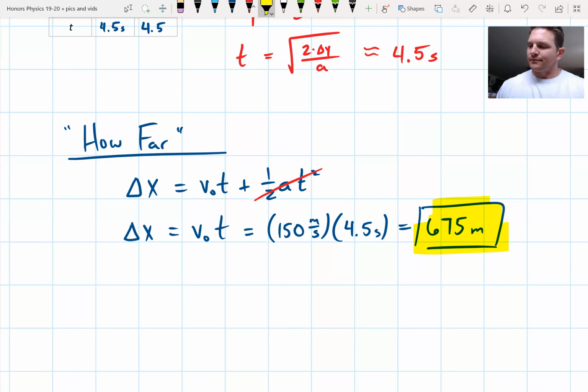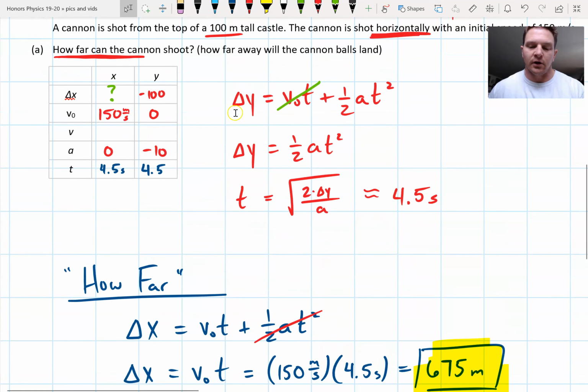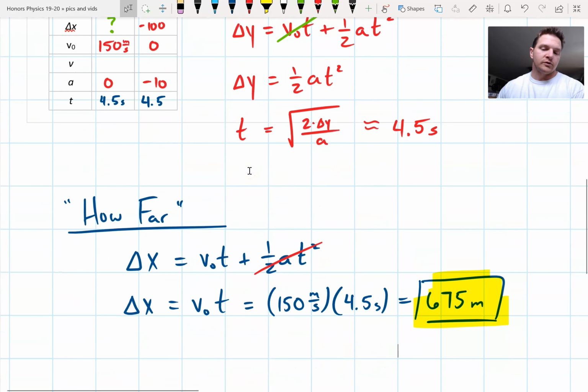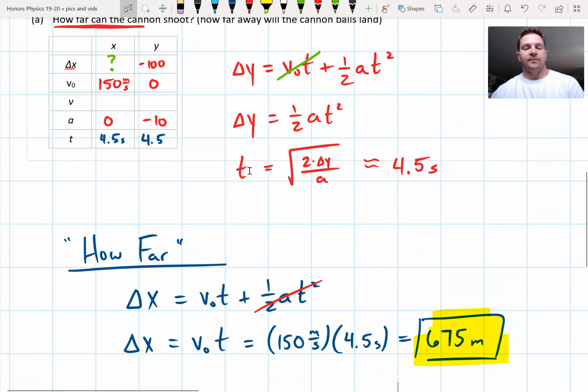So some relatively simple math, and then it's just figuring out how to make all the pieces fit together. Normally, we're going to use the y direction to find time, just because we usually know more about the y direction. And then once we know time, that gets shared between both x and y, so it's easy for us to go back and forth. Okay, but yeah.